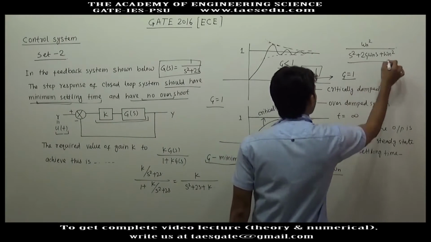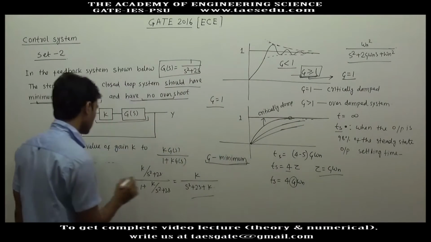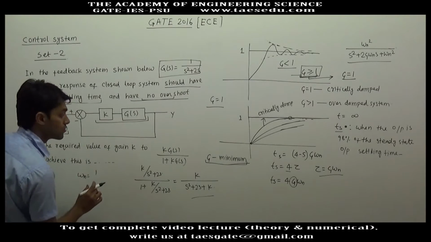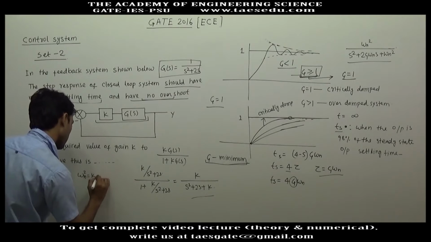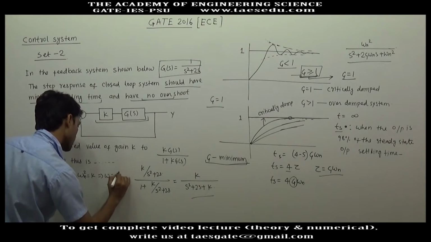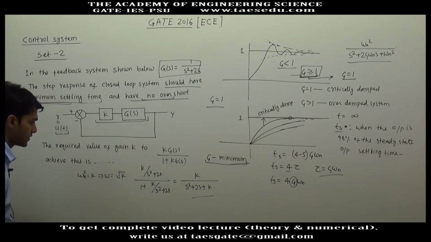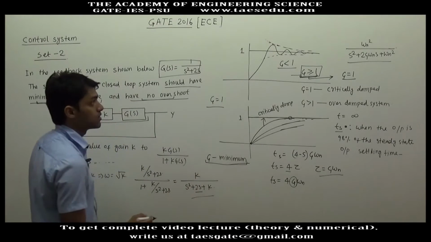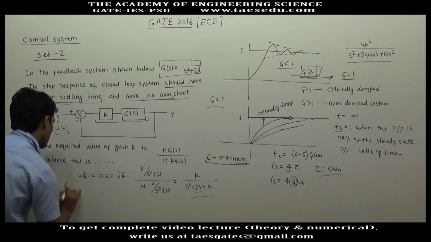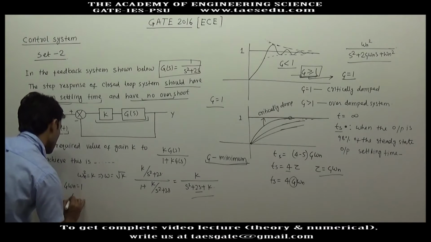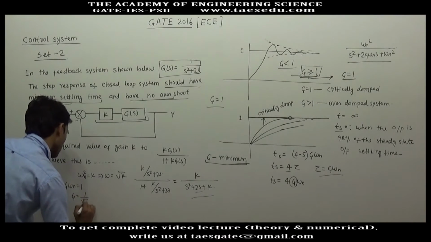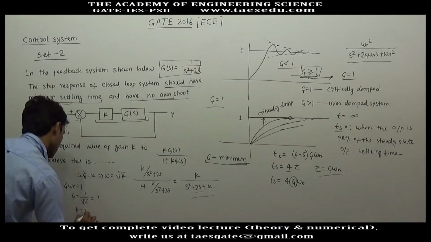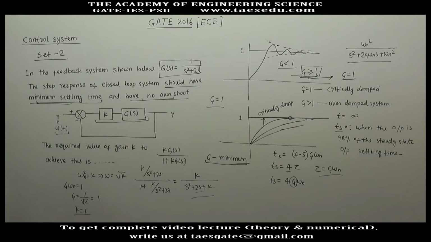Now if you compare with this equation, omega n square is equal to K. So omega n equals root K, and 2 zeta omega n equals 2. It means zeta omega n equals 1. So zeta equals 1 upon root K, and zeta has to be 1. So the required value of K will be 1.